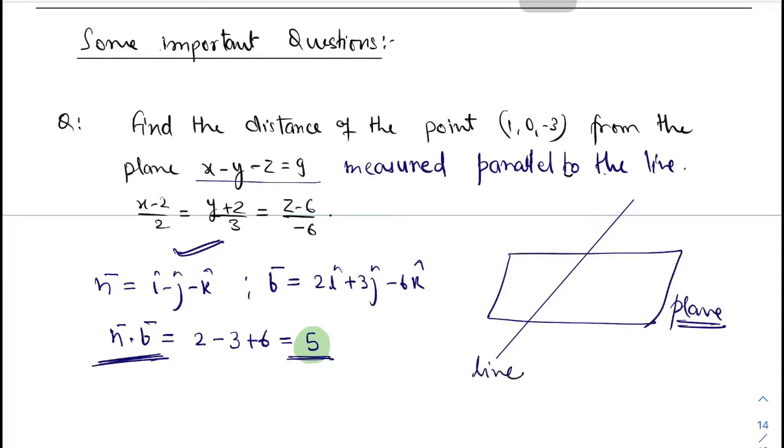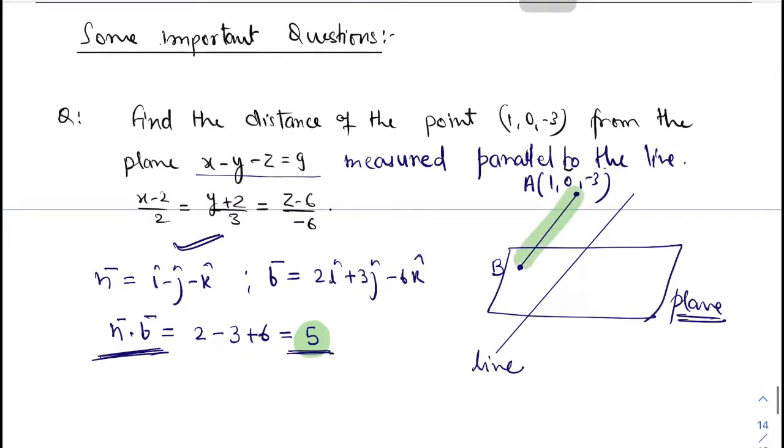So this was our line. Let us consider this to be our point 1 comma 0 comma minus 3. We have to find the distance of the point from the plane by going along the parallel direction of the line. So if I move from A towards the plane parallel to the given line, then we reach some point B which is in the plane. So we have to find this distance AB.